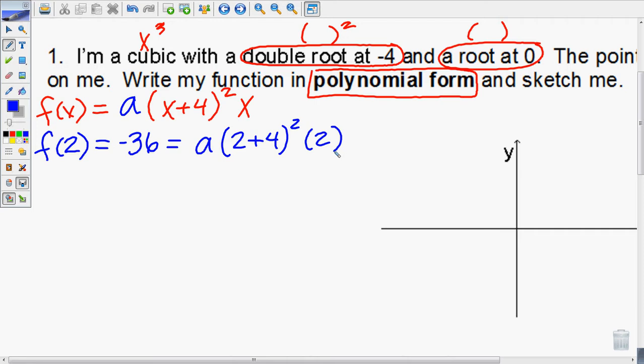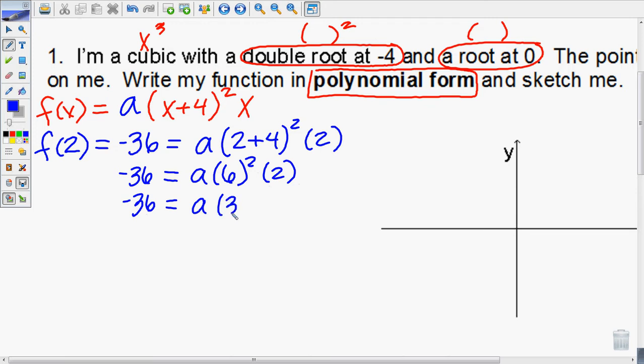So once I'm here, I'm just going to simplify it, right? Get a by itself. So I have -36 equals a times 6 squared times 2. And what is 6 squared? 36. And what's 36 times 2? 72.